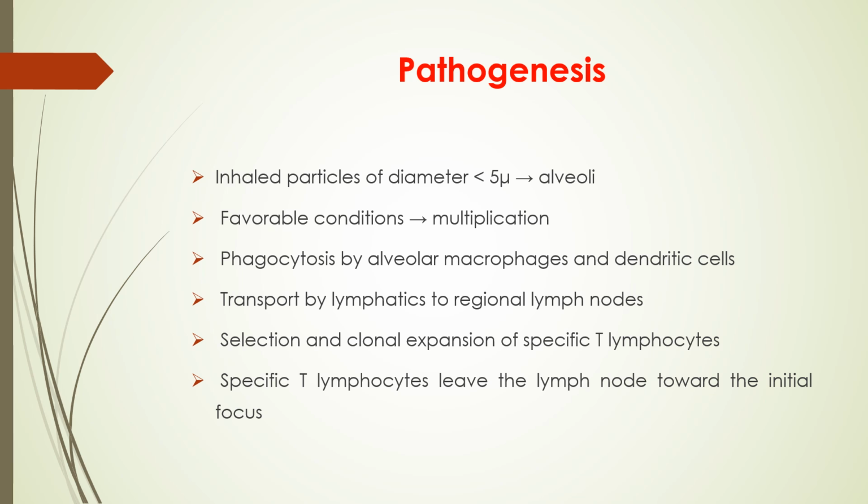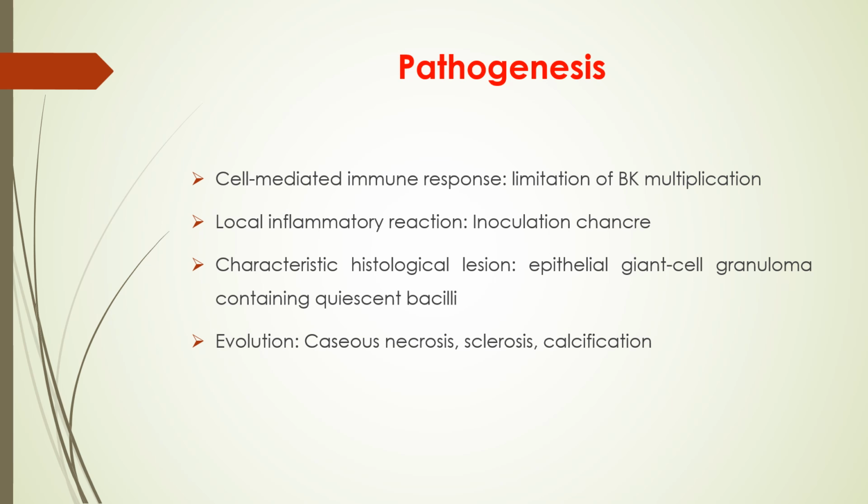will be transported through the lymphatics to the regional lymph nodes, and we will have some selection and clonal expansion of some specific T cells, and those T cells will leave the lymph nodes toward the initial focus, which is the alveoli. There they will have to limit the Koch bacillus multiplication, and this local inflammation is what we call the inoculation chancre. And this is the characteristic histological lesion, which is an epithelioid giant cell granuloma containing quiescent bacilli.